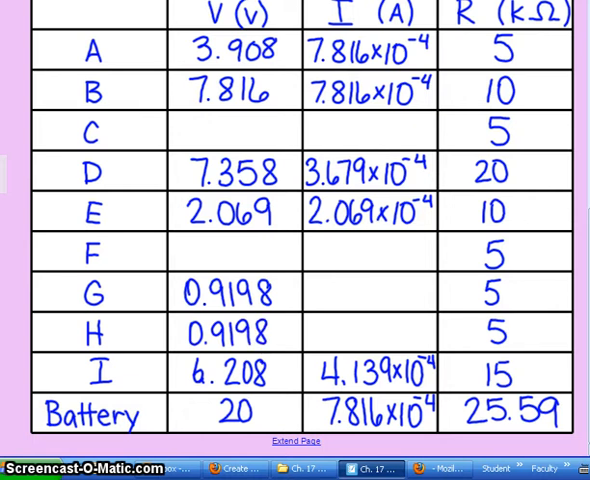I can calculate the current now by dividing that number by 5 times 10 to the third. And the current through both of them is 1.840 times 10 to the negative fourth.